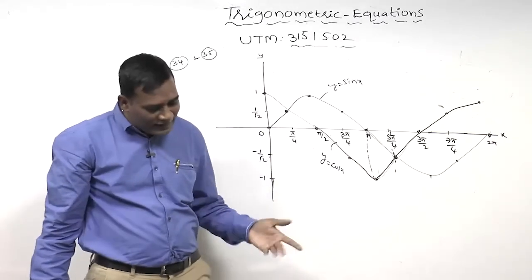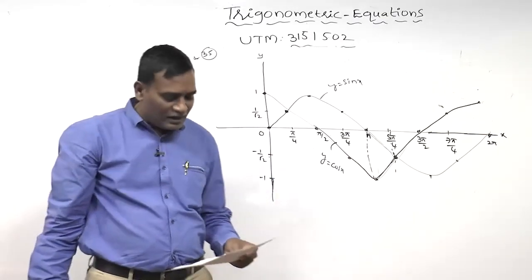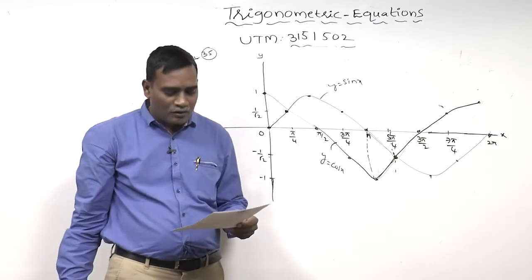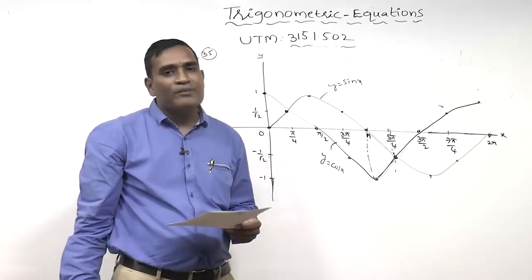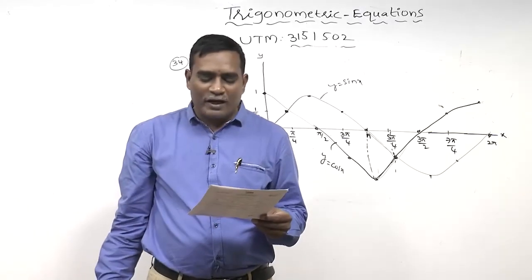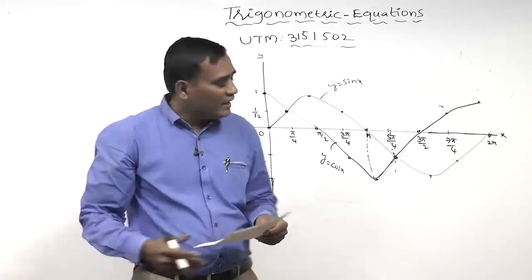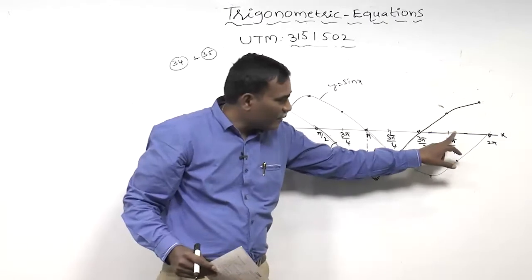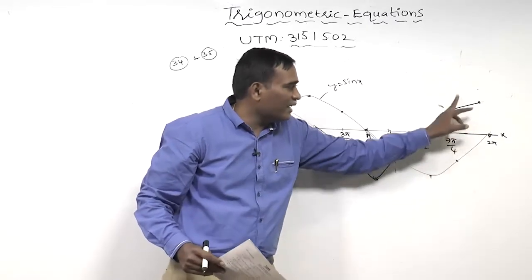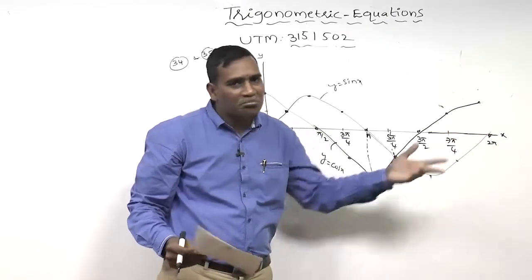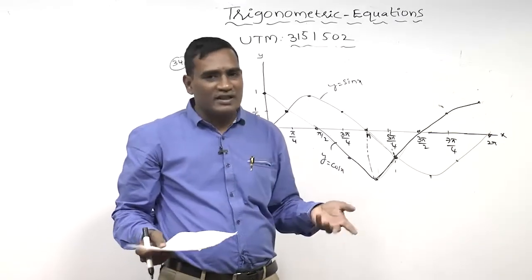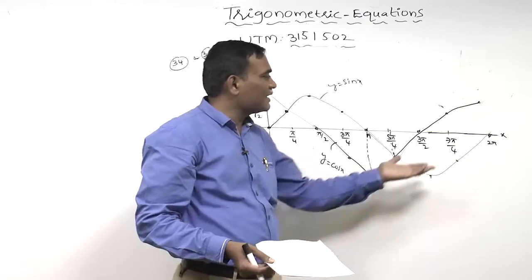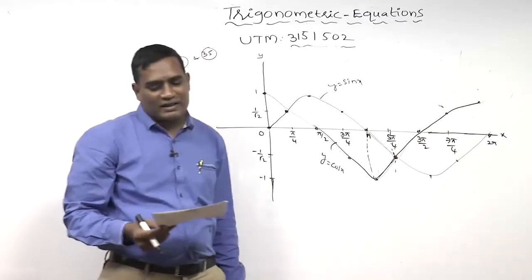In the next question, what is there? The number of points common to the curves y is equal to sin x and y is equal to cos x for x belongs to 7 pi by 4 to 2 pi. See, take 7 pi by 4 to 2 pi. In this interval, are there any intersection points? There are no intersection points. That's why the number of common points is zero. So what is the answer? 0 is the correct answer.